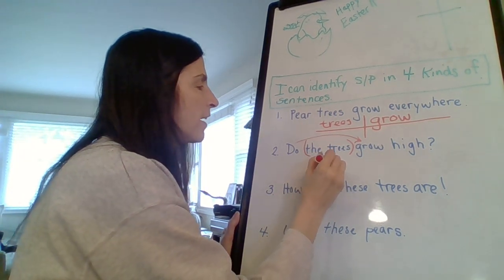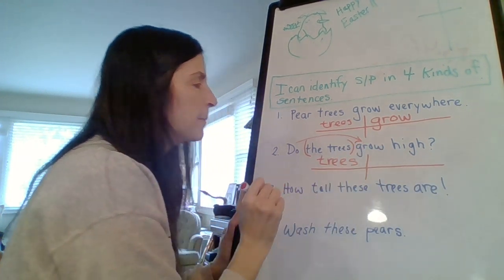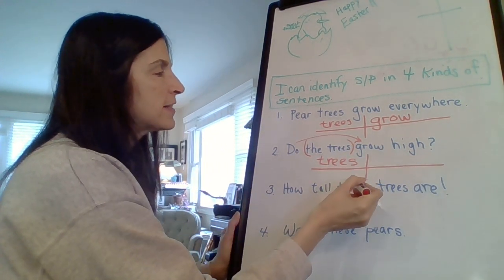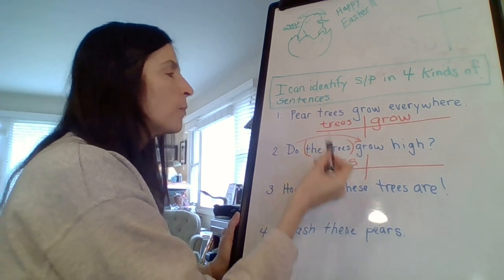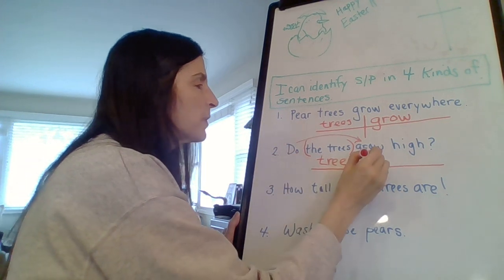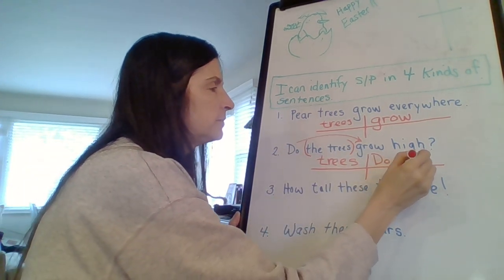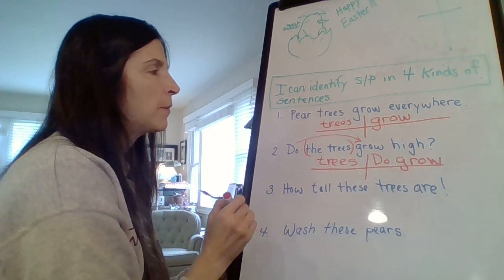So trees, again, is the simple subject. It's the noun, common noun. Draw our baseline, our bisecting line. Again, we ask ourselves, what are the trees doing? They don't just grow, they do grow. Don't forget that helping verb, and it has to start with a capital D, just like it did in the sentence. And that completes the question sentence.